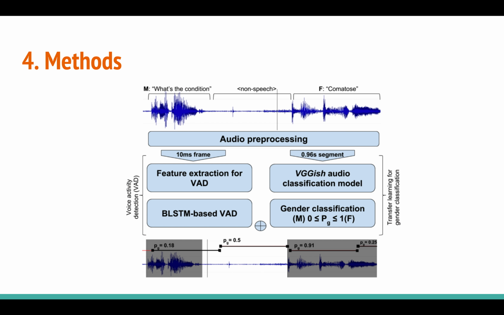Now the method. As we know, it has two parts. One is VAD training. VAD is a voice activity detector. We want to train it with our movie data, which we got from those 94 Hollywood movies, and we get the labels using forced alignment of subtitles with the audio.